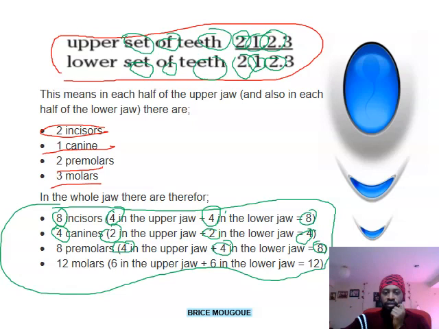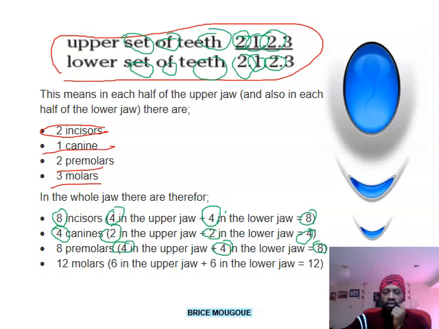You can do the same with the molars. Three up on the right side and three up on the left side. That should give me six in the upper jaw, mirrored with six in the lower jaw. 6 plus 6, that should give me 12 molars. Okay, so that is the dental formula of an adult human being.